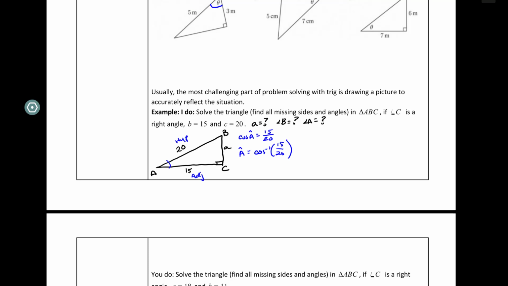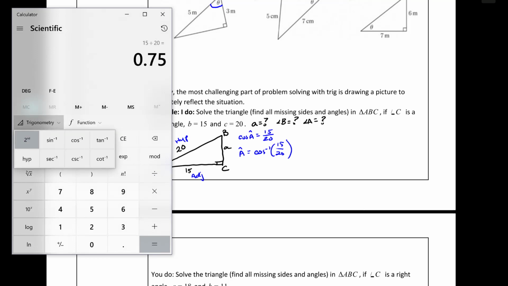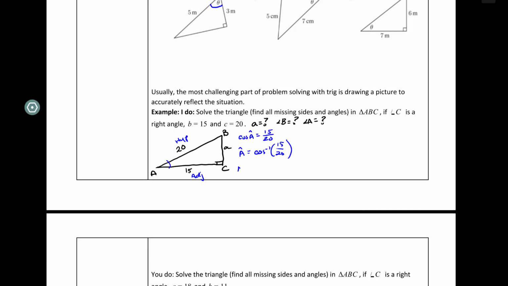Go over to my calculator and plug this in. And the inverse cosine is 41.4 degrees, rounded to 3 sig figs, but I'm going to leave it a little bit further than that, just in case there's any intermediate rounding that I need to worry about. Don't round your answers until the very end, just in case you're going to be using those values later. You want as many digits as possible. So angle A is going to be 41.4096, so on and so forth, degrees.